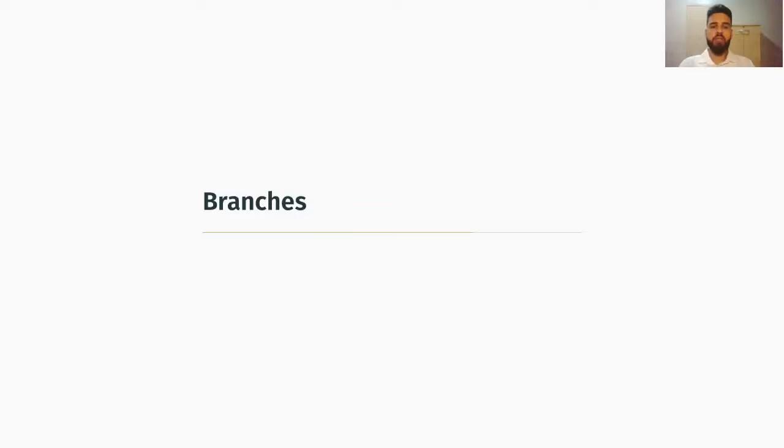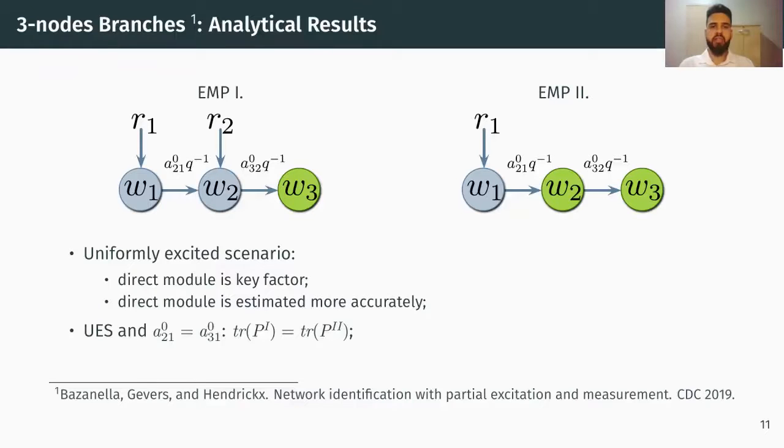We now move to the network with branch topology. We start the analysis of branches with 3 nodes. For this class of dynamic networks, there is a corollary that states that the sink, which is the last node with no out neighbors, must be measured. The source, which is a node with no in neighbors, must be excited. Finally, every node should be either excited or measured.